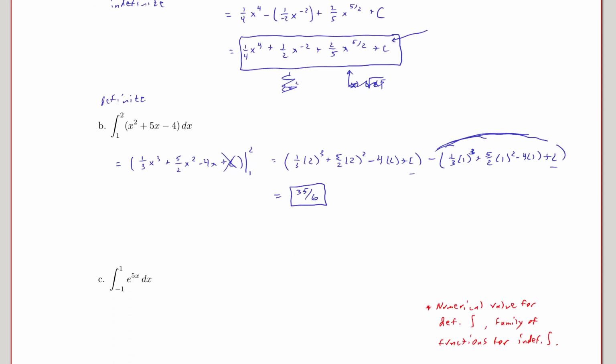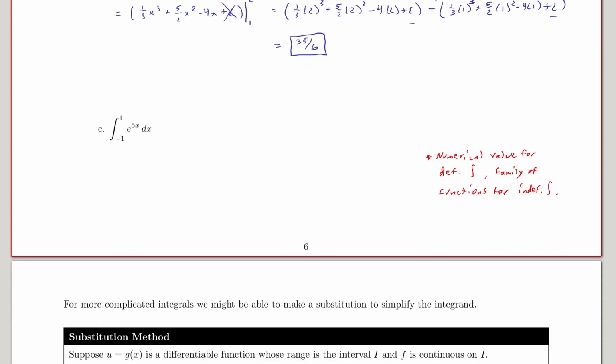So let's scroll down here and look at part C. For this, on the first step, you're not really worried about the -1 or the 1. It is a definite integral, but you still have to find the antiderivative. So be careful with exponentials that you're not taking the derivative. This will be 1/5 e to the 5x. I'm going to leave off the plus c. Remember the c's drop out, and this gets evaluated from -1 to 1.